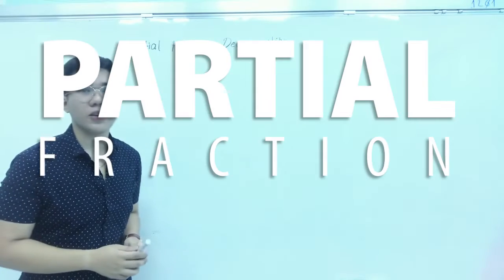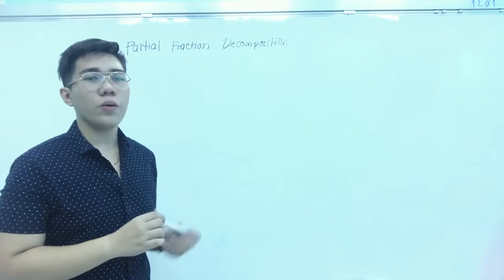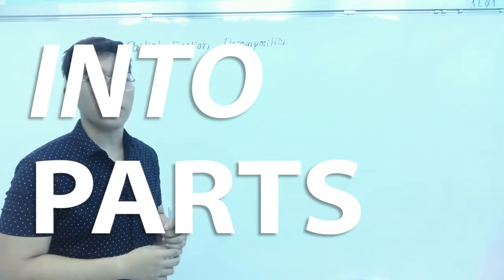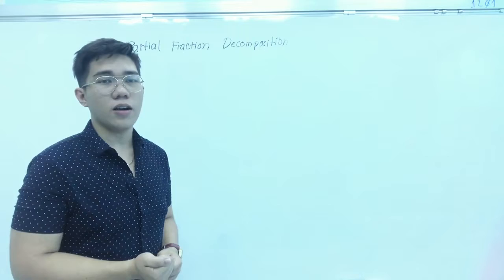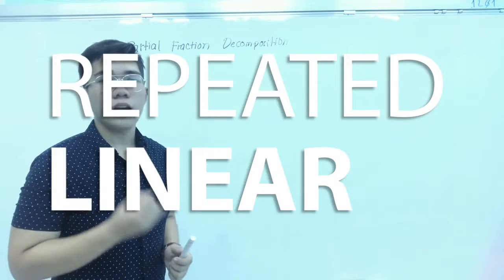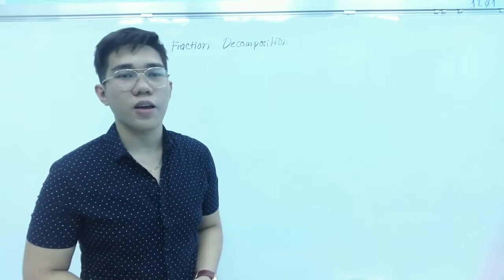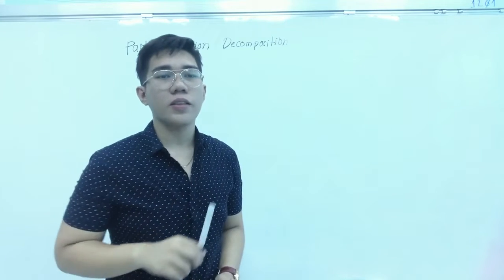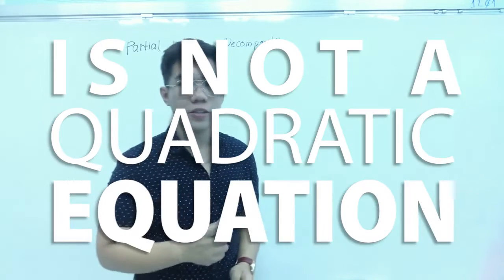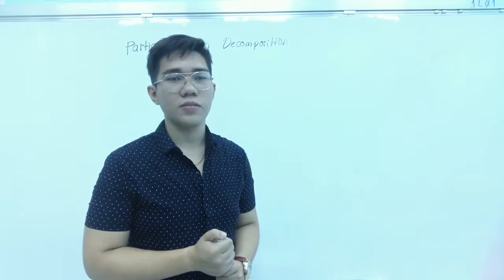So, what is partial fraction decomposition? Well, it is an algebraic technique where we break down complex fractions into parts. And as you all know, there are different kinds of functions. These are linear, repeated linear, quadratic, and repeated quadratic. So these are the functions with their examples. Take note that x squared is not a quadratic equation, but it is considered a repeated linear function.